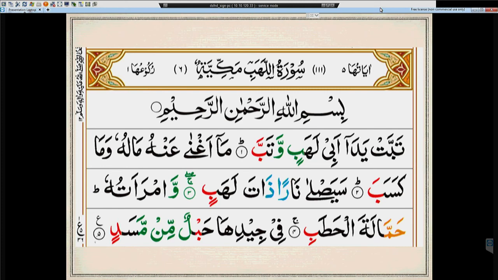So ma aghna, the ghain is full mouth. So it's agh, and then there's a na, and then there's anhu. There's an ayn over there, not a hamza. It's not anhu, it's anhu. ما أغنى عنه ماله وما كسب.